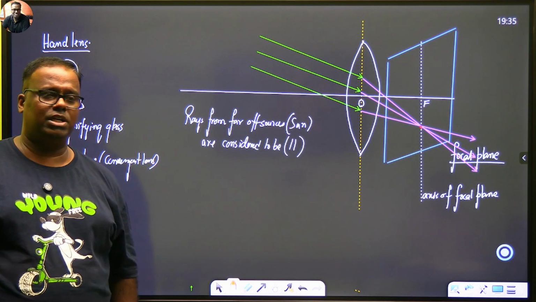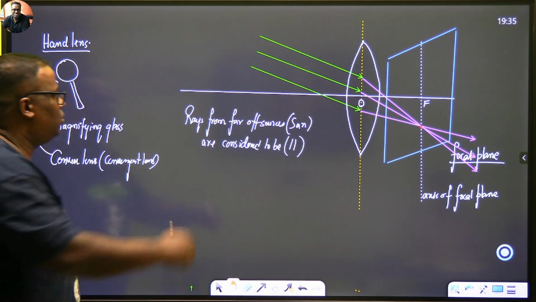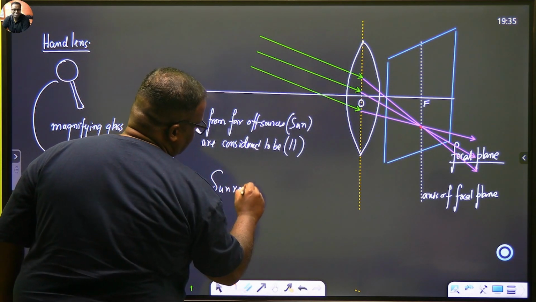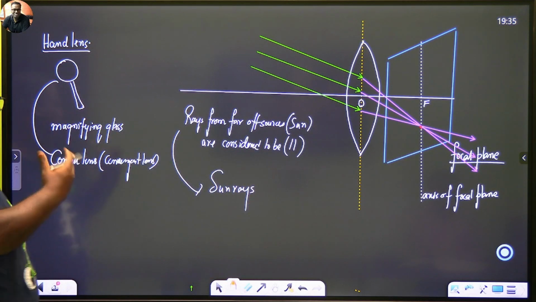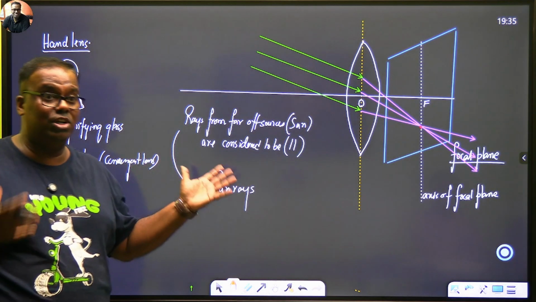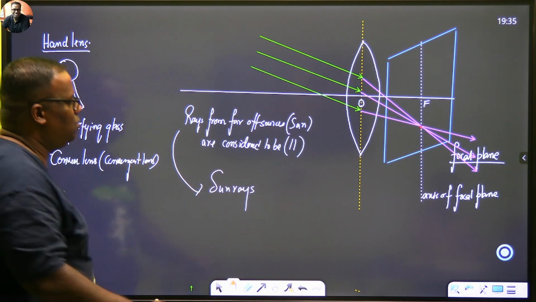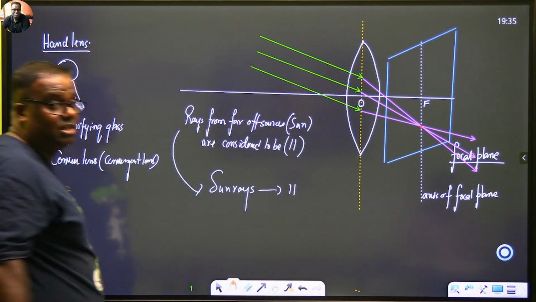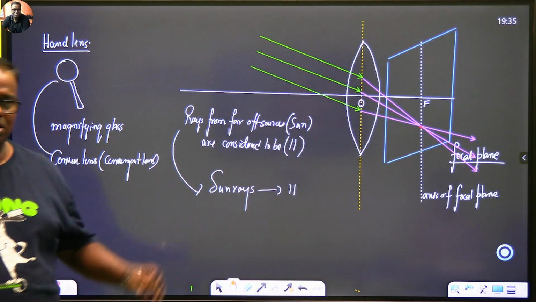Rays from a far off object, any far off object. So based on this, can I say sun rays? Sun rays, in the language of optics, whenever we do geometric optics, can we not take sun rays to be parallel because the sun is at a very far off distance from us, right?